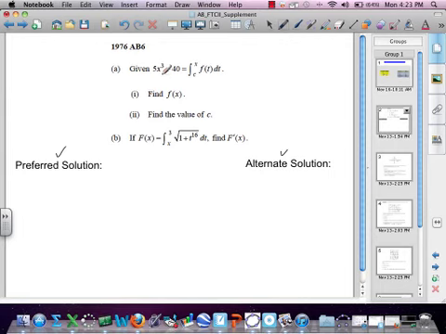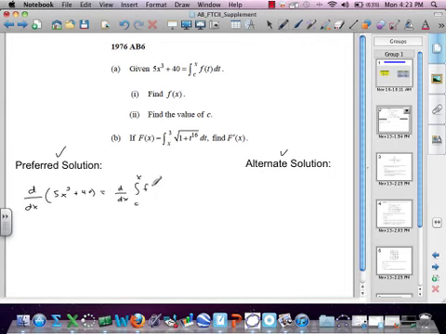So the preferred solution for part A here, which is to find f and then to find the value of c, would be to take the derivative of both sides of this equation so that we can get the f out of the integral. So I'll go ahead and write this out. The derivative of the left side is the derivative of 5x cubed plus 40, and the derivative of the right side is the derivative of the integral from c to x of f of t dt.